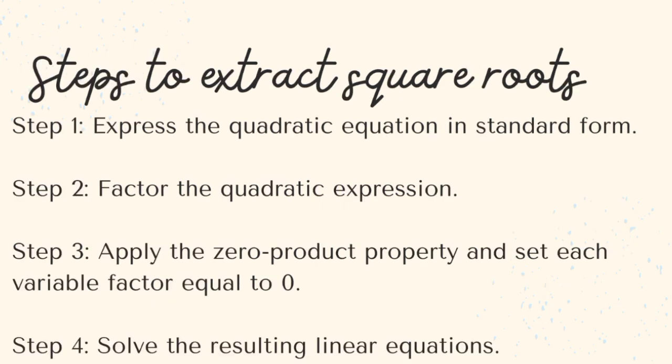Now back to the topic, steps to extract square roots. Step 1, express the quadratic equation in standard form. Step 2, factor the quadratic expression. Step 3, apply the zero product property and set each variable factor equal to 0. Step 4, solve the resulting linear equations. To fully understand the steps given, we will have examples.